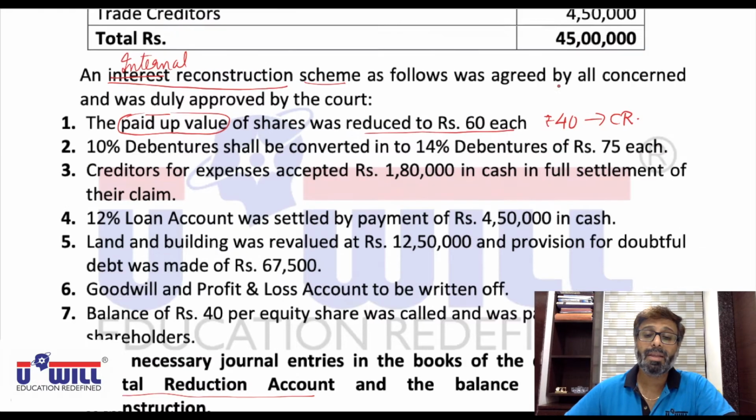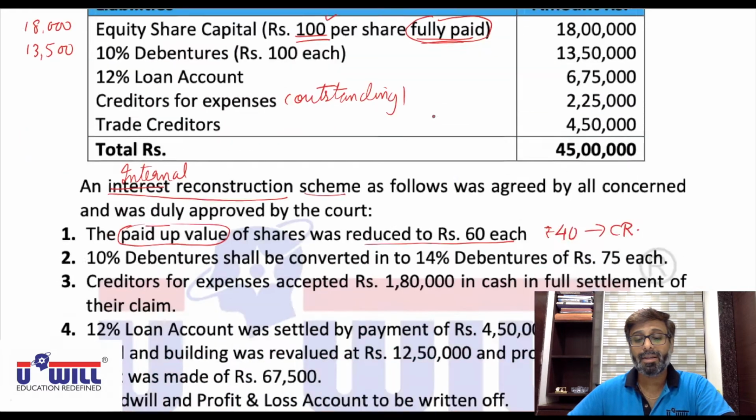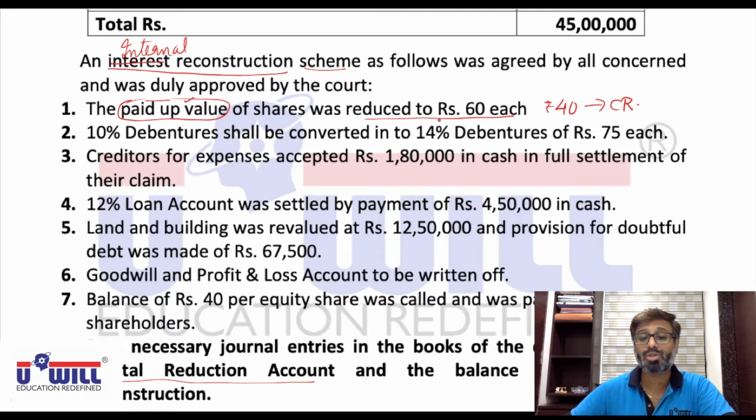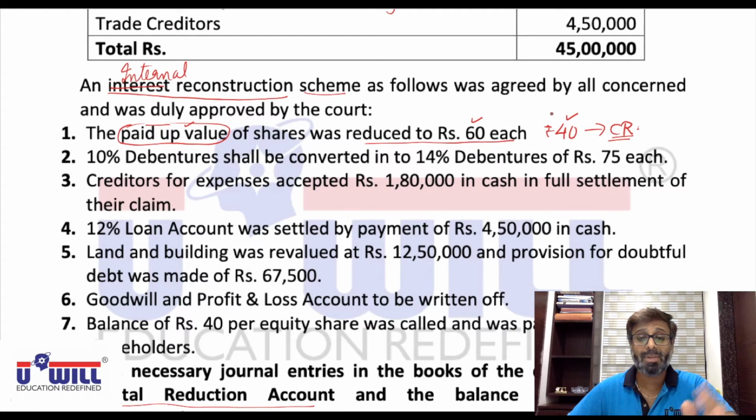I repeat. Right now they are fully paid up, meaning paid up value is completely 100. Now paid up value is reduced to rupees 60, meaning they are sacrificing 40 rupees that will be transferred to capital reduction. Now the question arises, are they changing the face value or not? Because entries are different. By now you all must be remembering it. If face value is changed, then old face value we debit, new face value we credit. If face value is not changed, then we directly transfer the money to capital reduction.